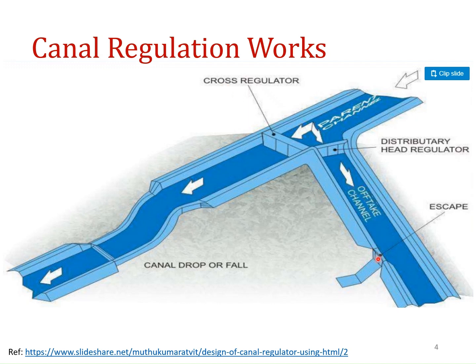And here you see another structure which is called escape. We shall study about escape in the later slides. It can be on the off-take canal, it can be on the parent canal, it can be anywhere wherever it is needed. And here you see on the parent canal, we have a drop in the level. This is called canal drop or fall. So wherever there is a significant level difference on the ground, we create these falls, and we shall study the fall later on, as I mentioned before.